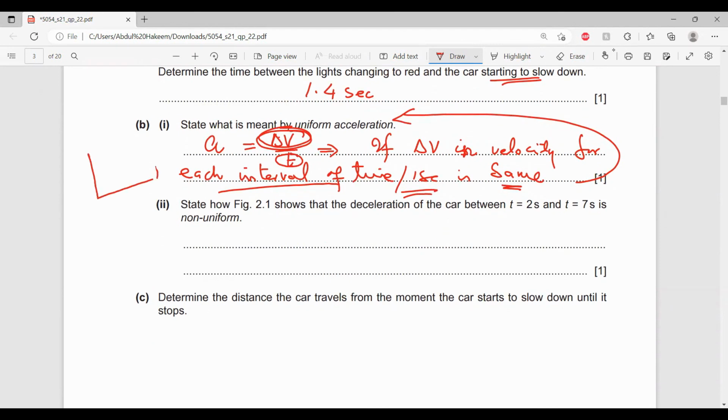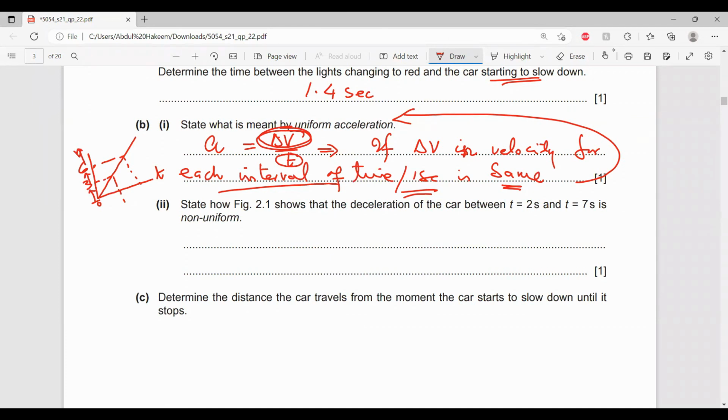So suppose this is time, this is velocity. If it is a straight line, this is called uniform acceleration, because after 1 second, if the velocity is 3, after 2 seconds it will be 6. So in the first second 3 change, second, 3 more, then 3 more. So this is called uniform acceleration.